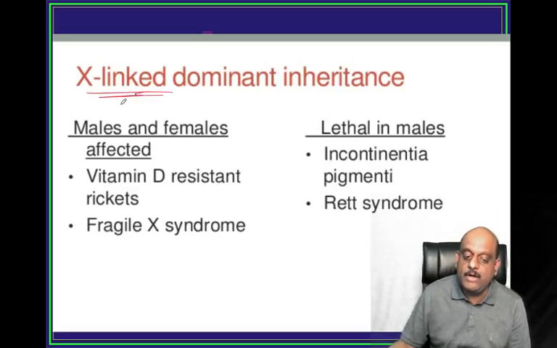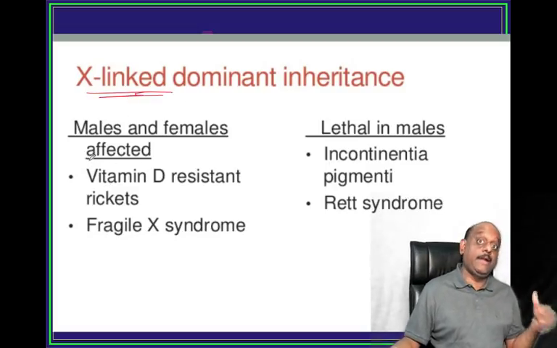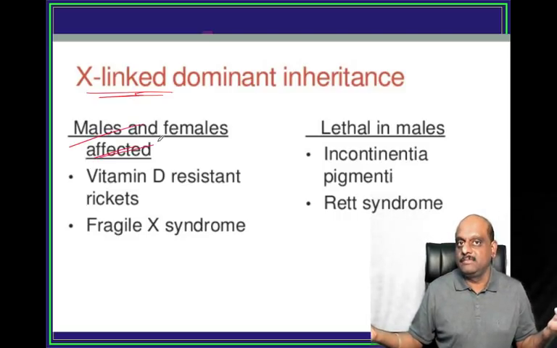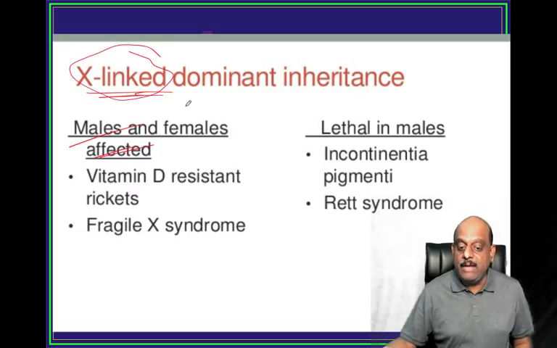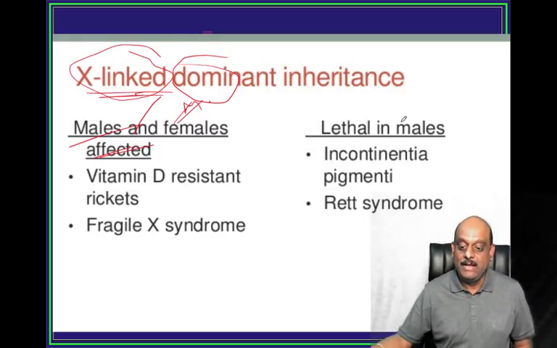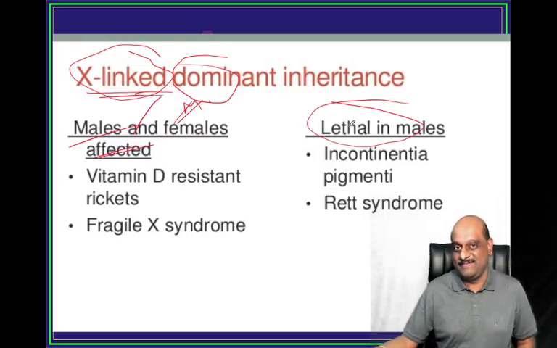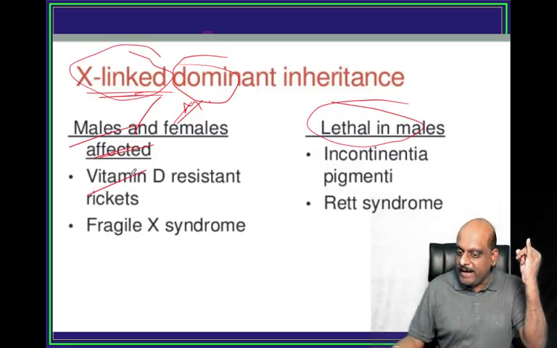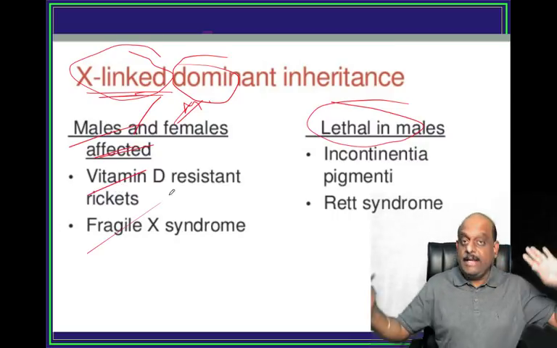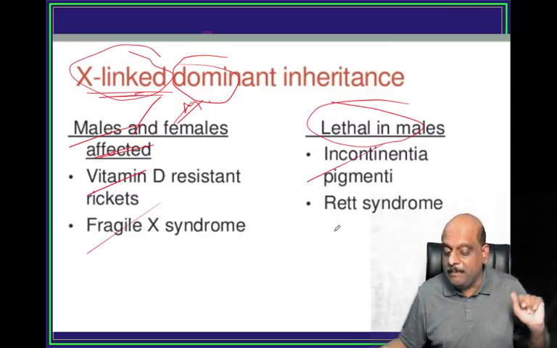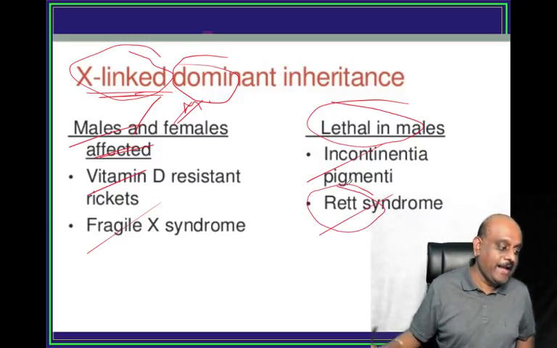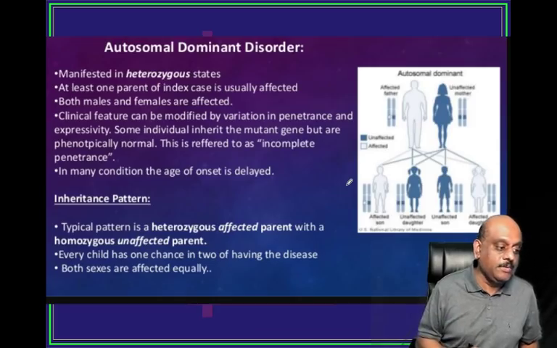Then what are X-linked dominant? X-linked recessive you know, dominant also exists. Very important, this list. Males and females are affected. Generally X-linked means only males, not females, but if it is X-linked dominant, then males and females are also affected. But it is lethal in males. Right? Vitamin D resistant rickets, don't forget, there are only 4 conditions X-linked dominant. Fragile X syndrome, incontinentia pigmenti, Rett syndrome. They're all X-linked dominant is what you need to remember.